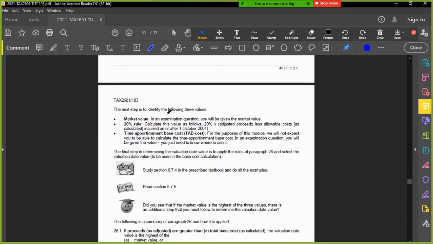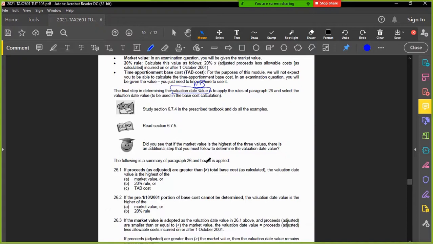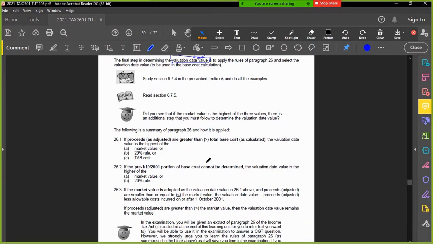Okay, there's the note about the three different values: market value, 20% rule, time apportioned base costs. The final step is to work out the valuation date value. That's obviously what we're looking for. Okay, this is a summary.